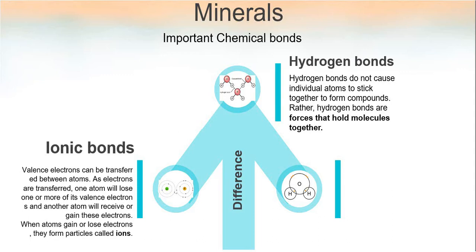Where ionic bonds, valence electrons can be transferred between atoms. As electrons are transferred, one atom will lose one or more of its valence electrons, and another atom will receive or gain these electrons. When atoms gain or lose electrons, they form particles called ions.